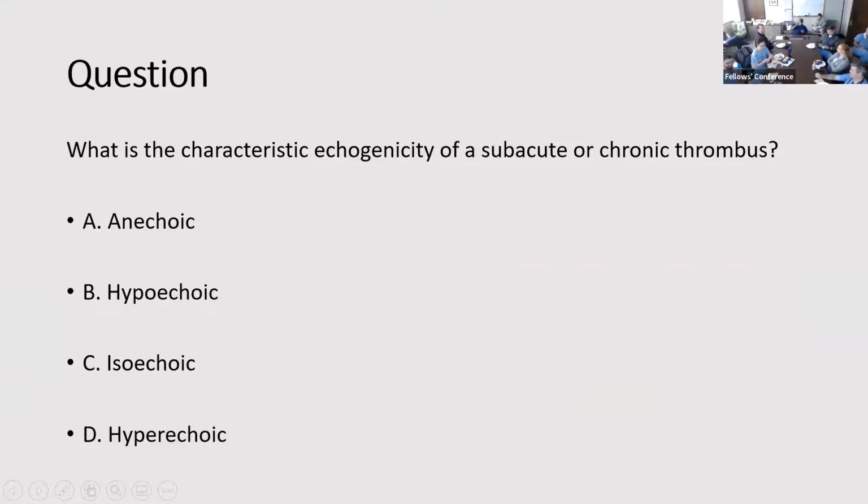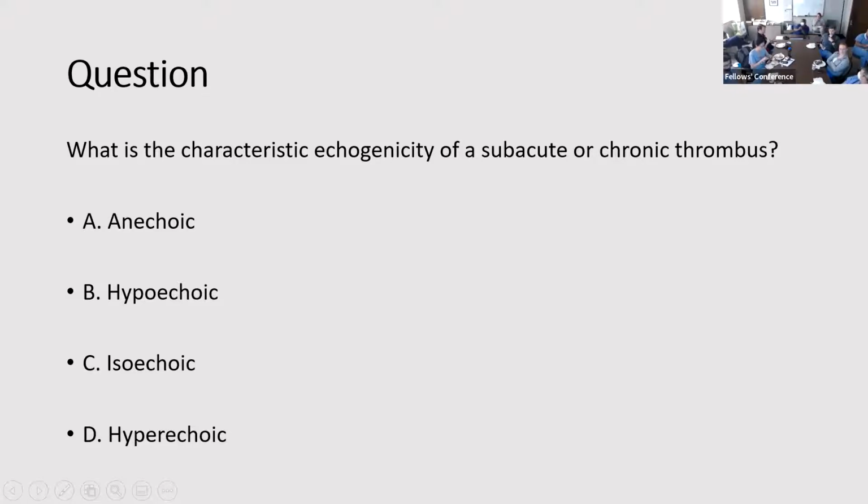So whoever said D, why do you think that's the right answer? Because solid things are more hyperechoic than liquid things. Okay, so that's a fair point. And whoever said, was it B or C? C, why do you think it's C? Because usually all you can see is the dark space, and when you compress, you don't get compressibility, so you don't see anything outside of the normal. Okay, that's a fantastic point.